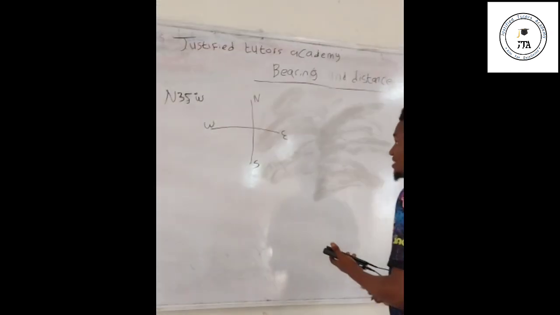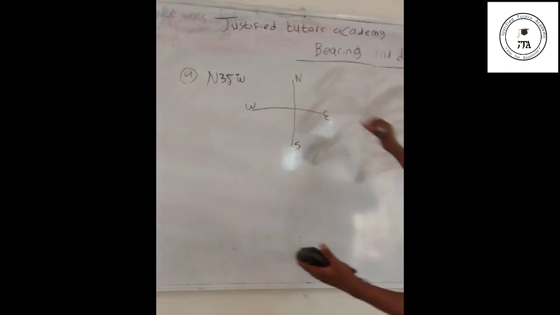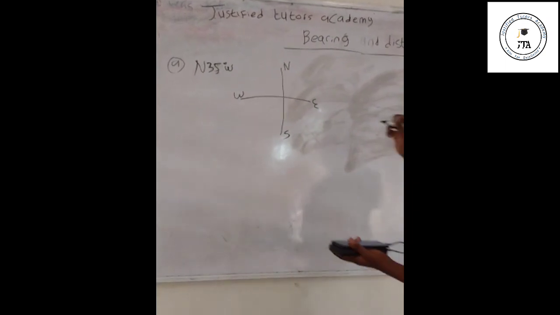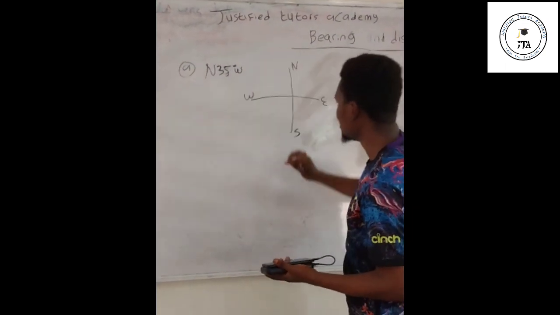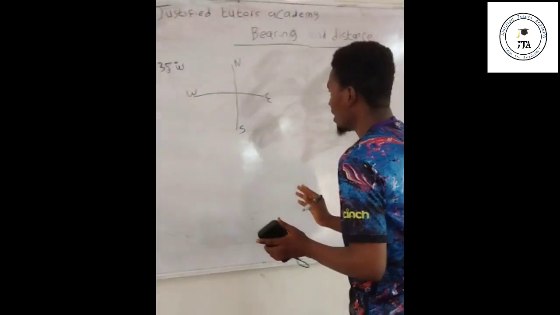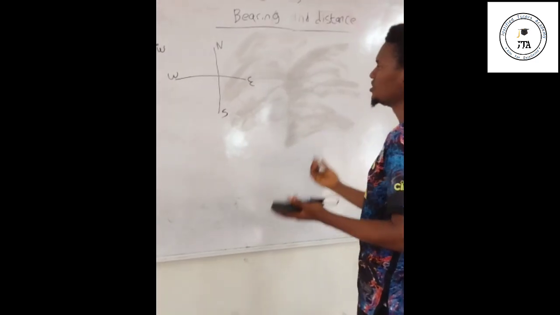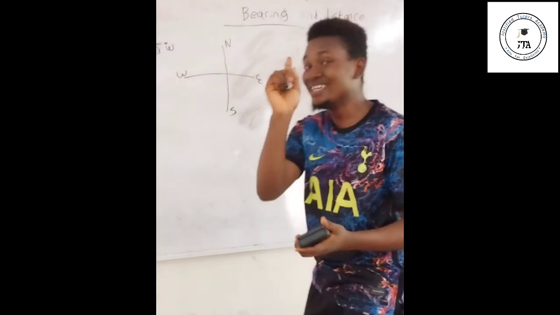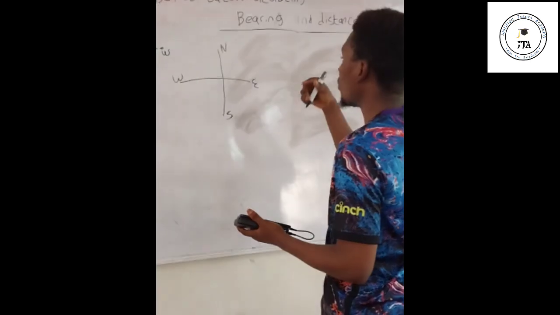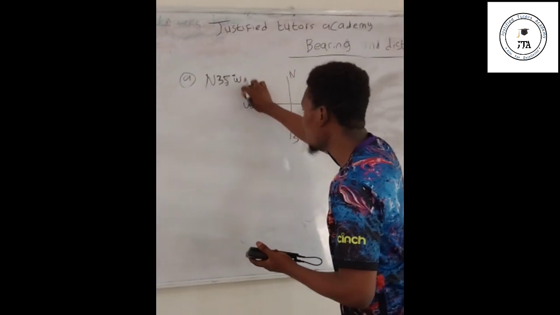Now, the question says you should draw and show the angles clearly. Number one is north 35 degrees west. Where will our angle be? Our angle will be at this point. Now, we know where our angle will be. But the next thing I want to say is, where do we put the degree? Now, listen carefully. Whenever you are dealing with bearing and you are given an angle north 35 degrees west.